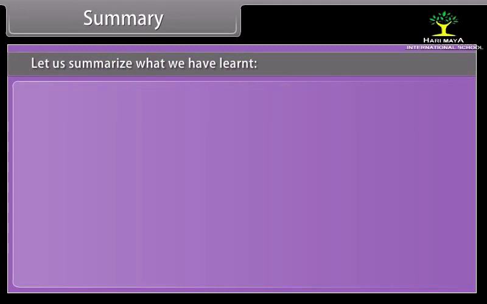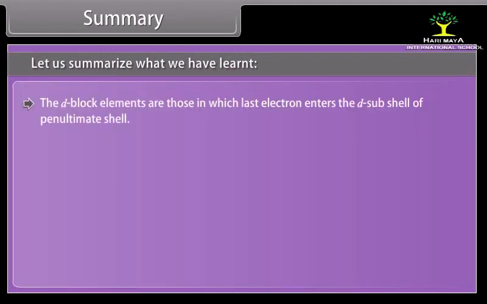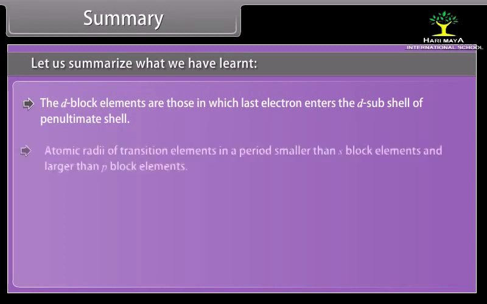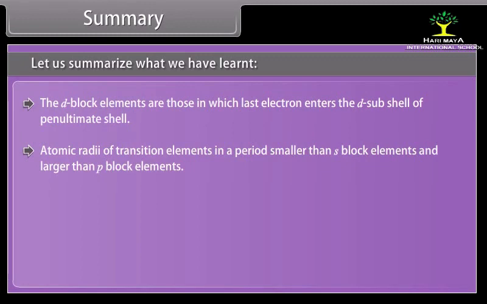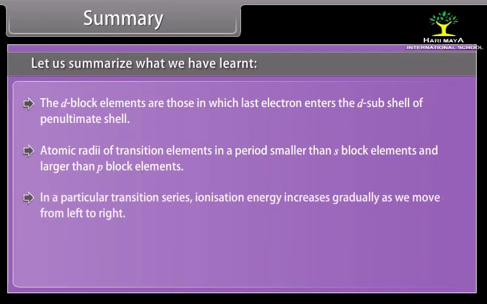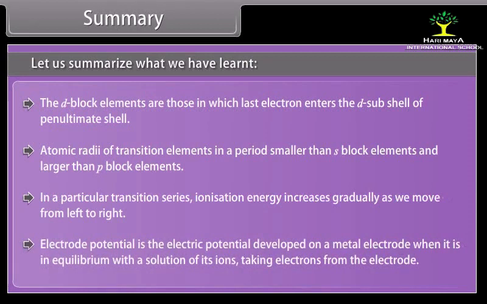Summary. Let us summarize what we have learnt. The d block elements are those in which the last electron enters the d subshell of the penultimate shell. Atomic radii of transition elements in a period are smaller than s block elements and larger than p block elements. In a particular transition series, ionization energy increases gradually as we move from left to right. Electrode potential is the electric potential developed on a metal electrode when it is in equilibrium with a solution of its ions taking electrons from the electrode.